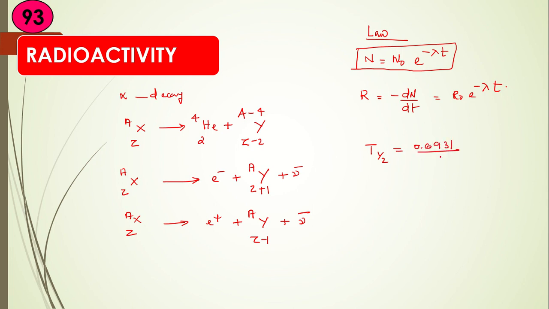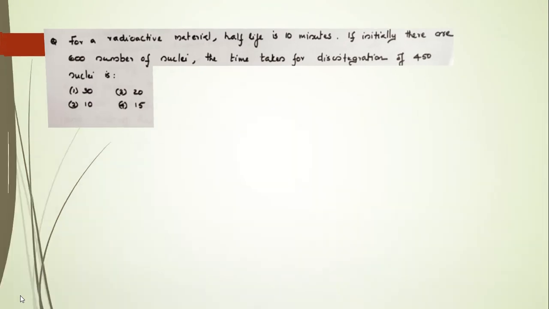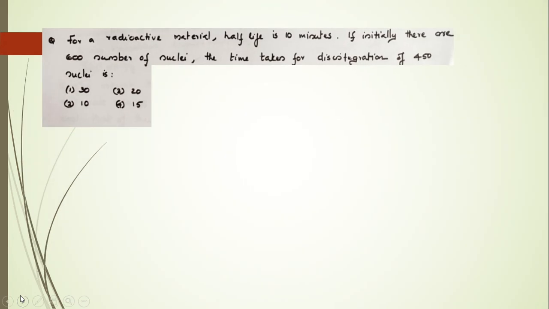0.6931 by lambda. വളരെ പ്രധാനപ്പെട്ട കൺസെപ്റ്റാണ്. അതോടൊപ്പം തന്നെ mean life. So another very important concept. So that mean life tau we can write it to be t half divided by 0.6931. ഈ വക കാര്യങ്ങൾ നിങ്ങളുടെ മനസ്സിലുണ്ടായിരിക്കുക. So we can move with another question.